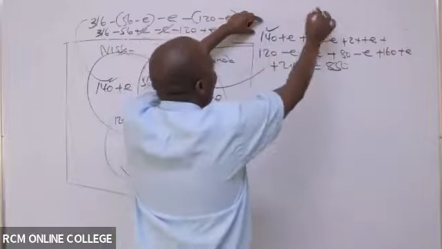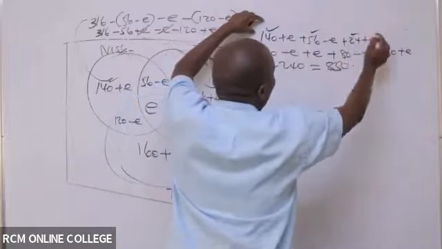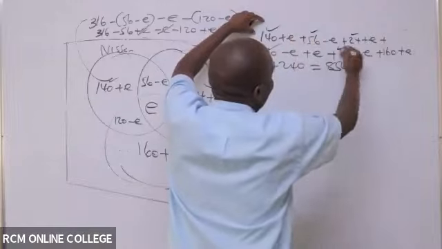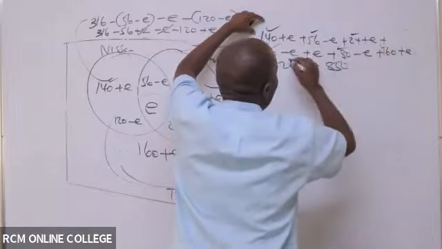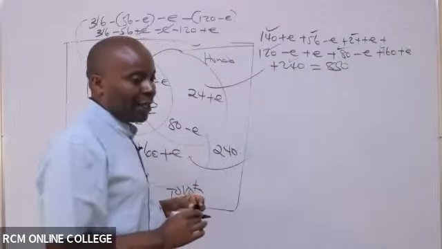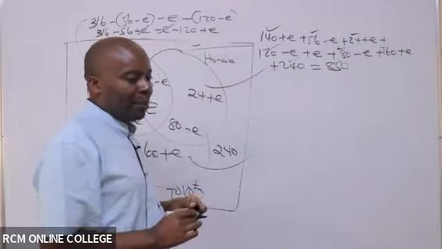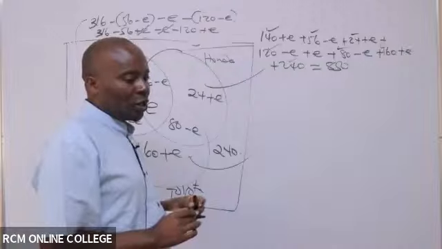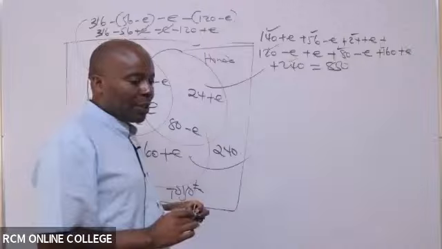Yeah, 140, 56, 24. Add them. Is there somebody who is able to give me that total figure? When you add the constant numbers, what are you able to get?